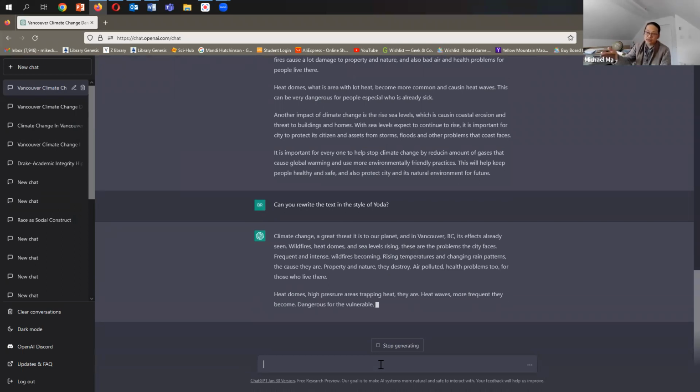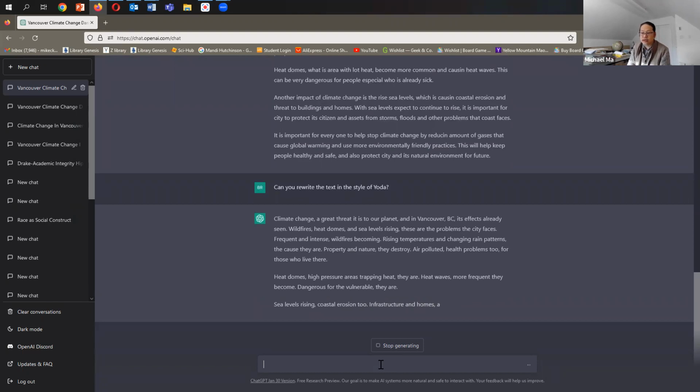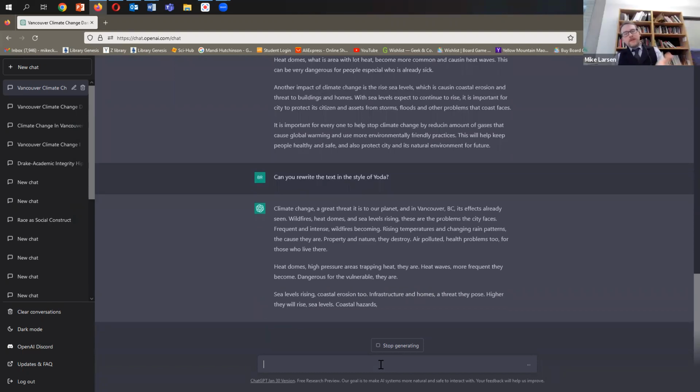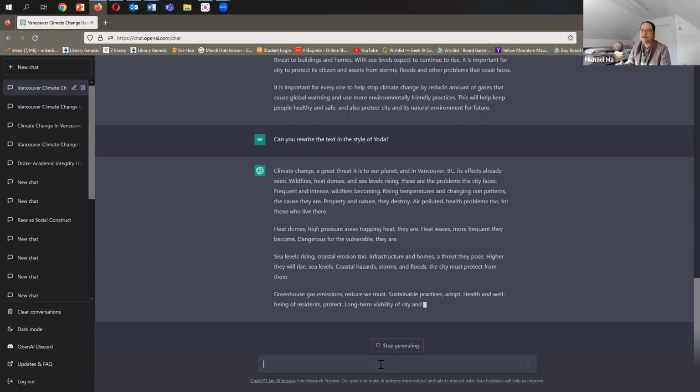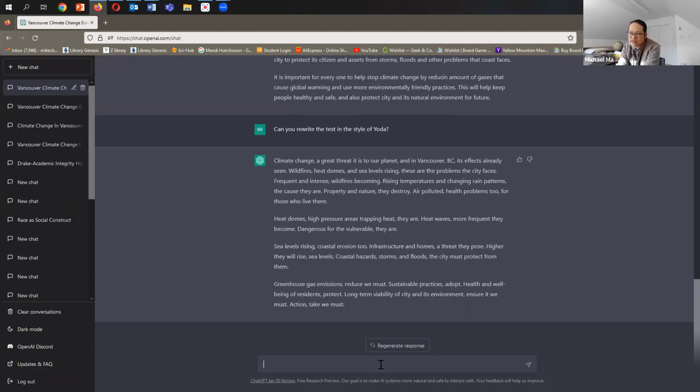We could ask it to write in the style of Karl Marx. We could ask it to write in the style of a 1950s gangster, Italian mafioso. We can ask it to write in the style of any voice, right? You can ask it to write in the bureaucratese of a university administrator if you want to. Yes, exactly.